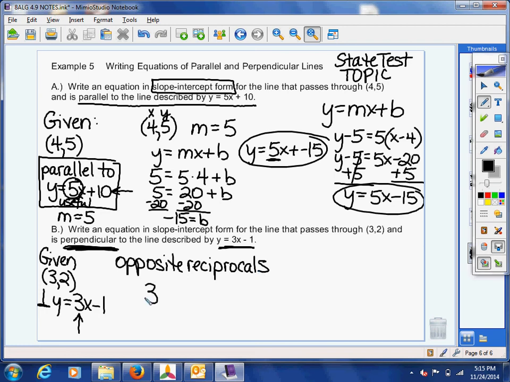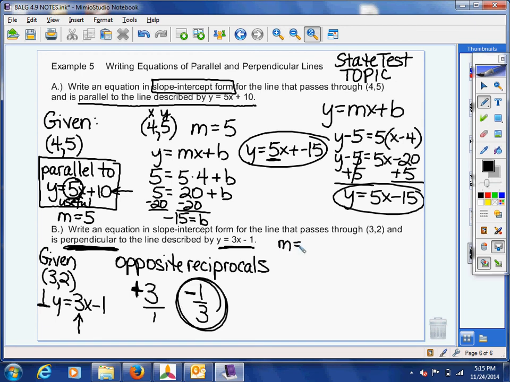Now, first of all, 3 is positive, so my new slope must be negative. Now 3, written in fraction form, is 3 over 1. So that means the reciprocal of 3 over 1 is 1 over 3. That, my friends, is the slope you need to use. That's the perpendicular slope to 3. Okay, so now you have some choices.